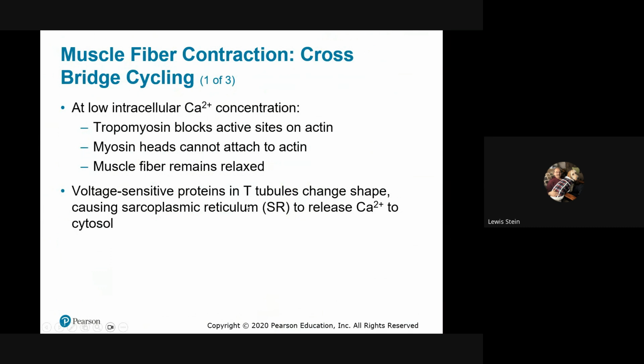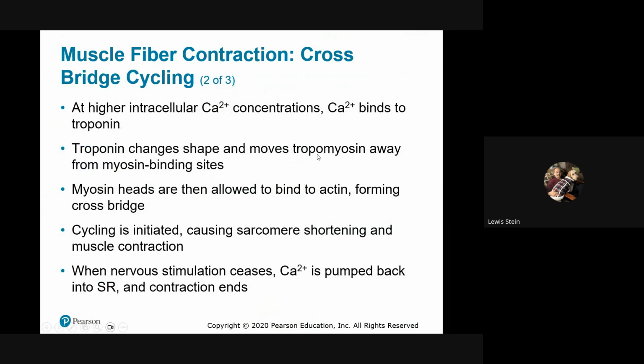Okay, and then voltage sensitive or voltage gated proteins in the T tubules change shape, and the sarcoplasmic reticulum then releases, because the opening is there, the calcium to flood inside to the cytoplasm or cytosol. And so what happens then, it's high or higher intracellular calcium concentrations. The calcium attaches to the troponin, again, the plug, the push pin, whatever, thumbtack, doesn't matter, double sticky tape, and the troponin changes shape and moves tropomyosin away from those binding sites on the actin. The heads are then allowed to bind, and they will do so immediately.